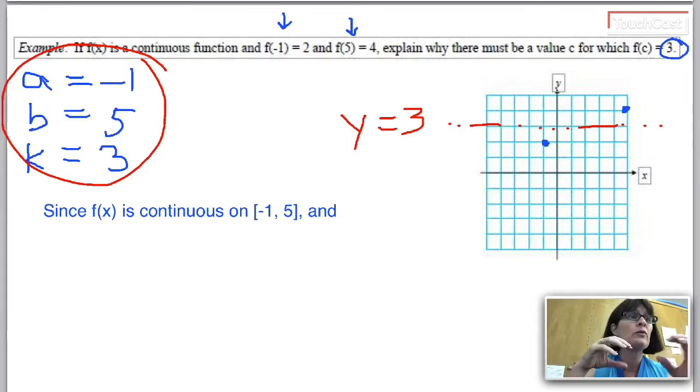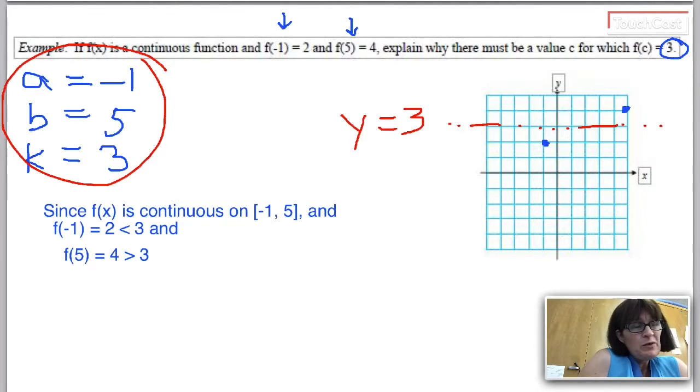So I say, okay, since f of x is continuous on the x interval that I care about, on a comma b, or between a and b, there's a second thing I have to prove that I thought about, and that's I'm only going to cross that red line when I connect my two blue points, because I have one blue point that's above and one blue point that's below. So I have to confirm that I checked that I have one y value that's higher than k, in this case 3, and one y value that's lower.